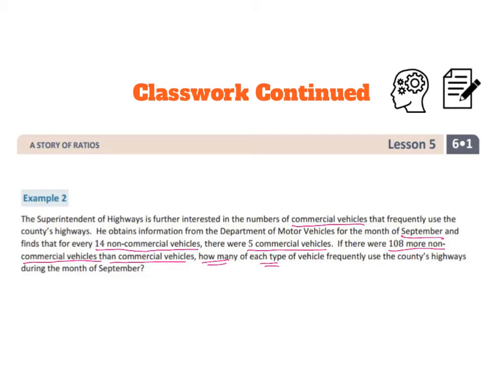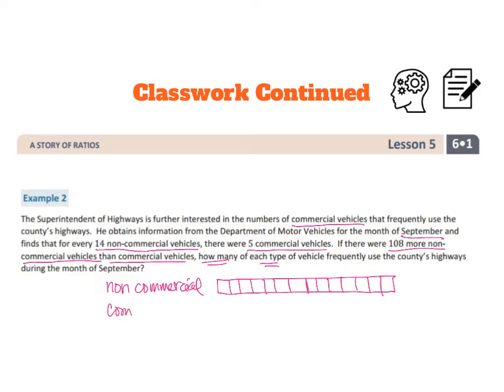So non-commercial, I know it doesn't tell me to do a tape diagram, but non-commercial vehicles, it said for every 14. This will be a long one. Okay, so I know that each side, 1, 2, 3, 4, 5, 6, 7, 1, 2, 3, 4, 5, 6, 7. So there's 14. And then there's commercial. So I'll do commercial right here. And I only have to do 5. 1, 2, 3, 4, 5. Okay.